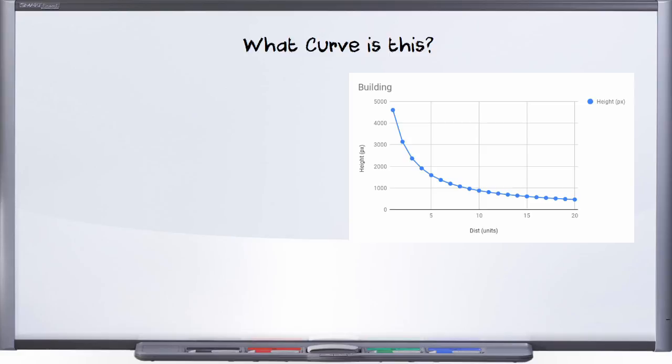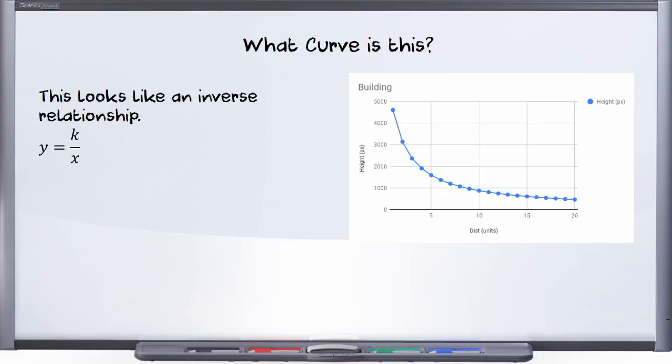So we've seen that this relationship between the apparent height of an object and its distance from the viewer is not a straight line at all. It's some kind of curve, but what kind of curve is it? To me, this looks like an inverse relationship. An inverse relationship just means that whatever's on the y-axis has whatever's on the x-axis in the denominator, like this.